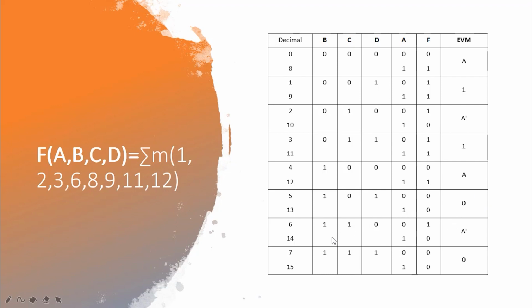When B, C, D are 1, 1, 0, both functions are inverse to A. Therefore, EVM is equal to complement of A. When B, C, D are equal to 1, 1, 1, both functions are equal to 0 regardless of A. Therefore, EVM is 0.